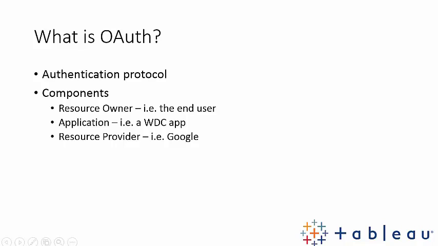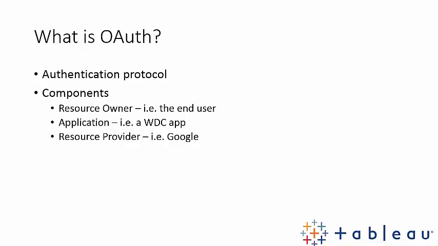So what is OAuth? Simply put, OAuth is an authentication protocol that allows an application, in this case the WDC, to request specific resources from a resource provider, Foursquare in this example, on behalf of a specific resource owner, the user that logs into Foursquare through your WDC. This is a more secure and reliable alternative to the application asking the user directly for their username and password.